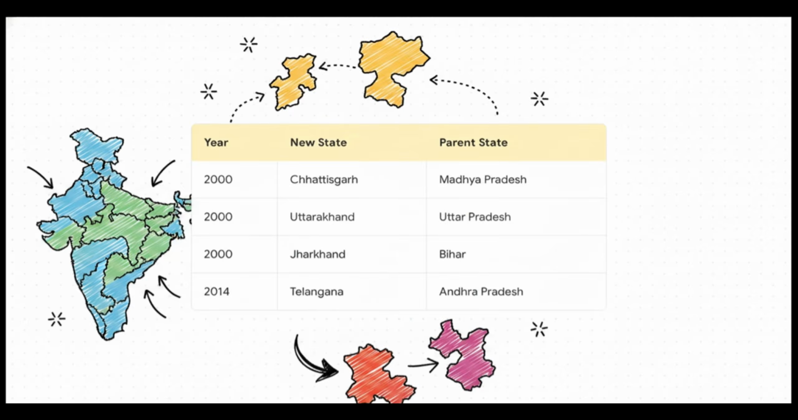In the year 2000, 3 states were created almost back-to-back. Chhattisgarh was carved out of Madhya Pradesh as the 26th state, Uttarakhand from Uttar Pradesh as the 27th, and Jharkhand from Bihar as the 28th. Then, jumping to 2014, following some massive political mobilization, the Andhra Pradesh Reorganization Act bifurcated Andhra Pradesh, bringing Telangana into existence as the 29th state of the Union.